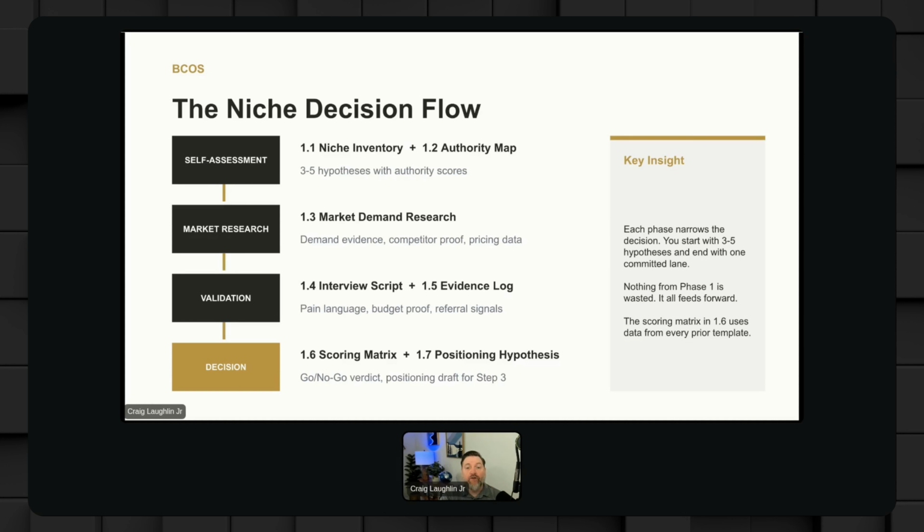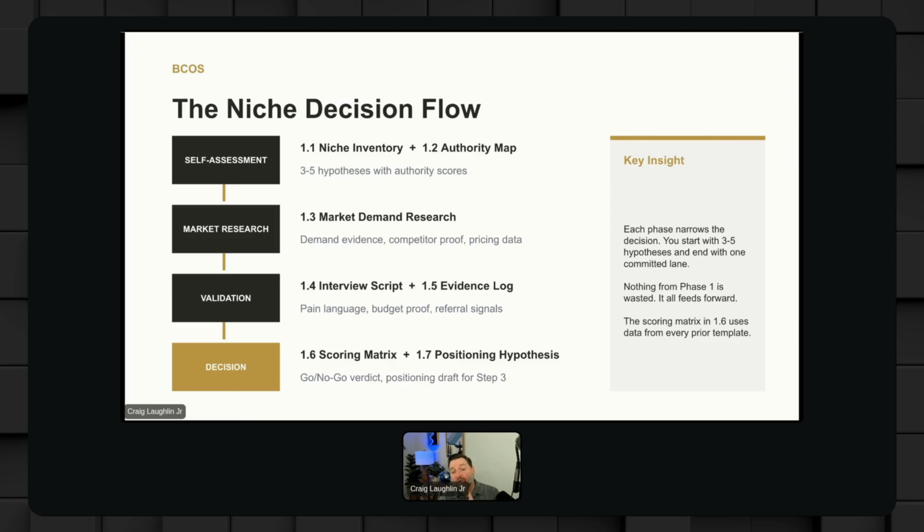Phase 2 is market research. Template 1.3, you take those hypotheses and validate that real demand exists. Some of you are going to skip over this. I'm telling you right now, it's a mistake. You take those hypotheses and validate that real demand exists. Competitors making money, pricing data, buyer access channels. You're gathering evidence, not picking yet.